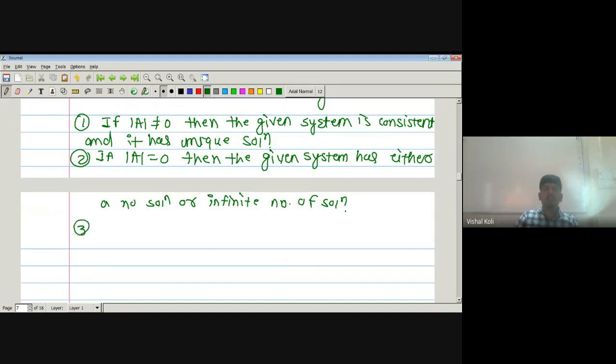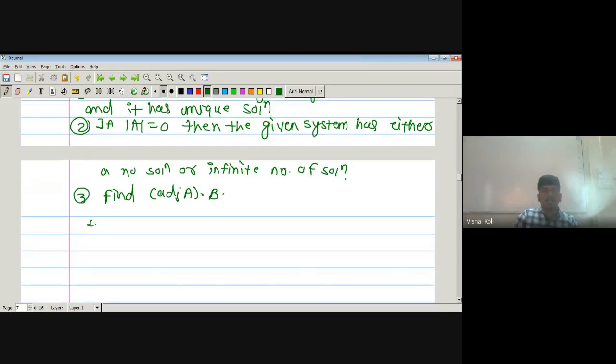Now how do we check whether the given system has no solution or an infinite number of solutions? For that, find the adjoint of A into B whenever the determinant of A is equal to 0. Now in that, if adjoint of A into B is not equal to 0, then the given system has no solution.